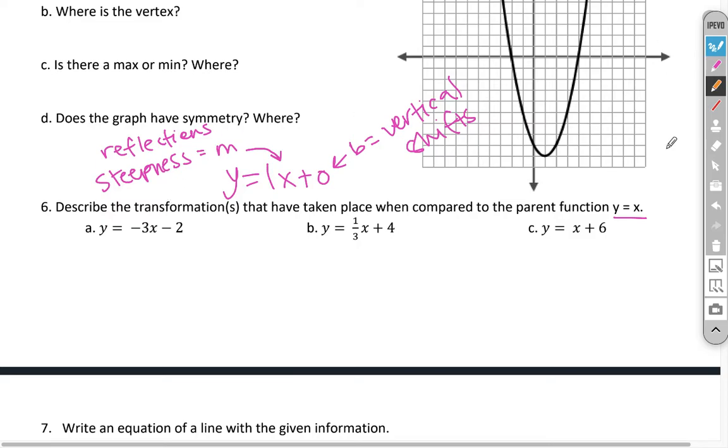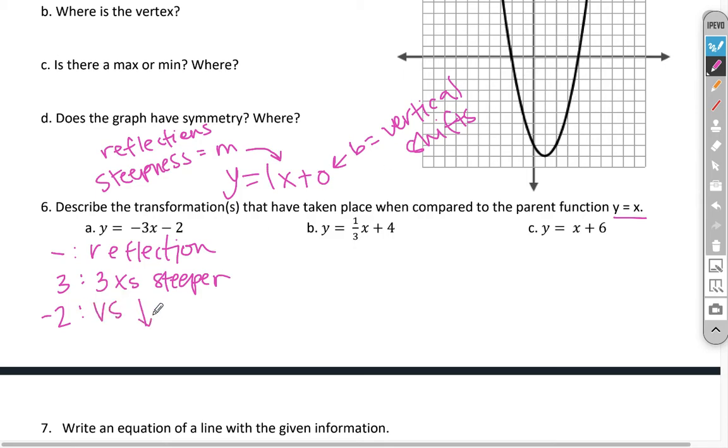All right, so here we go from 1 to -3. First thing we need to notice is that slope is now negative. This is a reflection. If your slope changes sign, you have a reflection. Then we go from 1 to 3. Well, 3 is greater than 1, so this is going to be 3 times steeper. Then we go from 0 to -2. This is our y-intercept, so if we go from 0 to -2, obviously we have a vertical shift down 2.